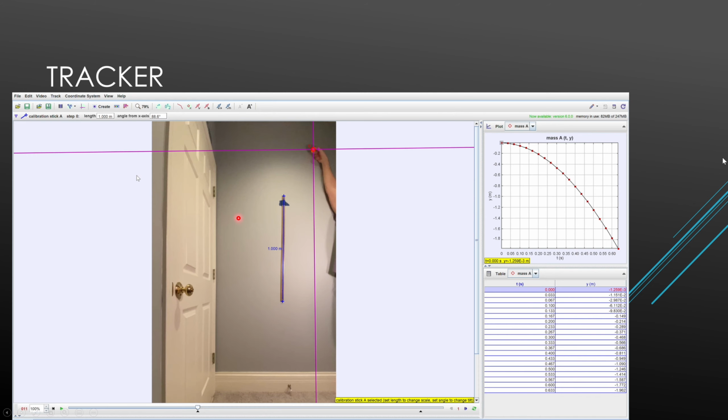Now we can get into the experiment using Tracker. The origin of the axis was placed at the center of the ball. The axis is slightly tilted in order to follow the path of the ball to the end. There is a meter stick taped to the wall to be used as a calibration of length. When looking at the position versus time graph, you can see that it is curved, which tells us that it is accelerating. Now we can take a look at the computational models.